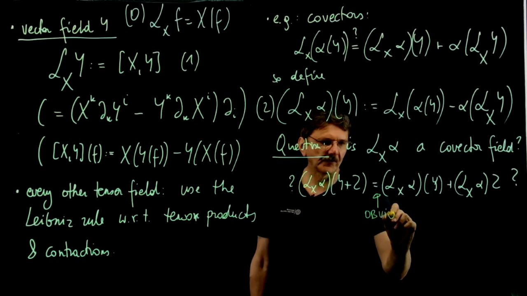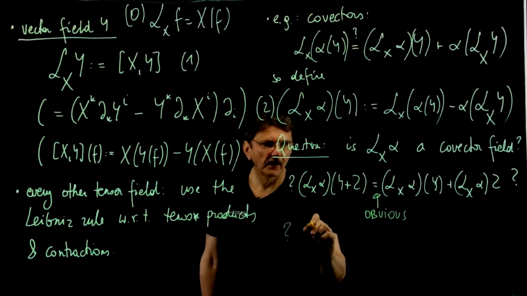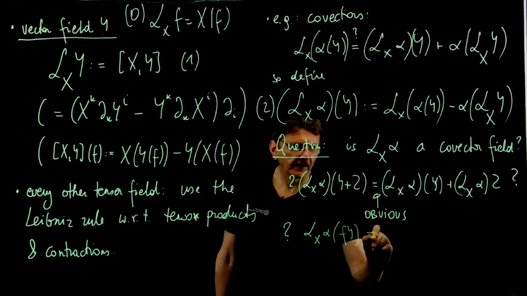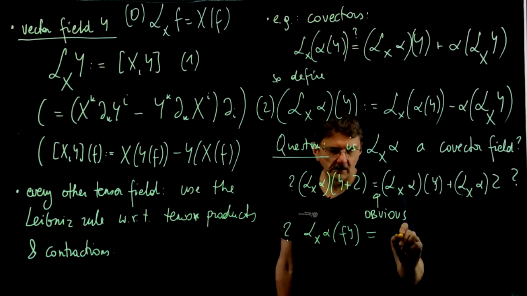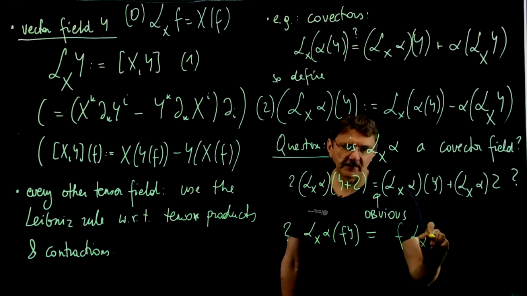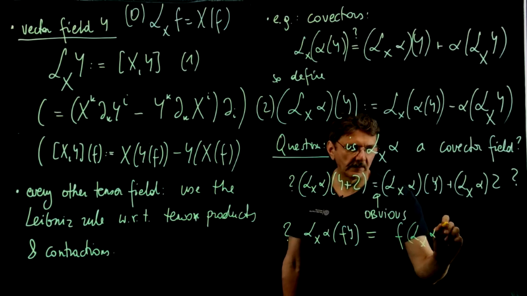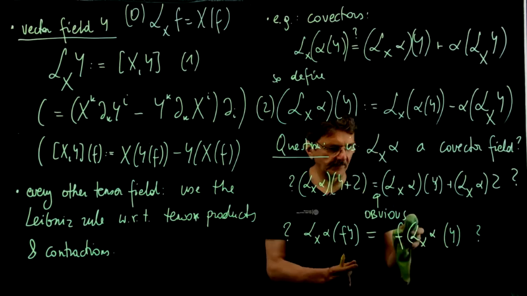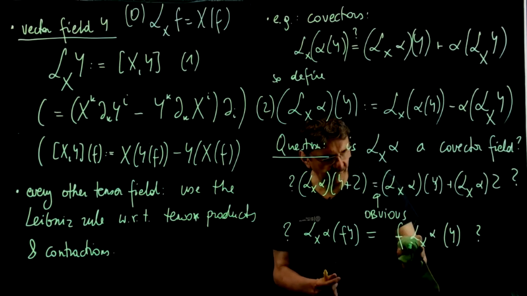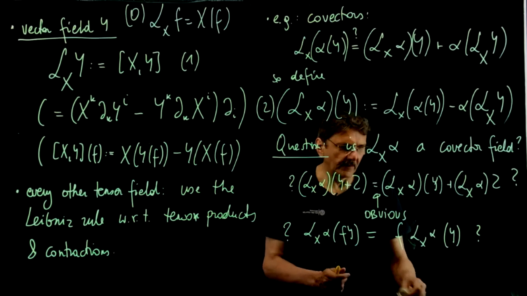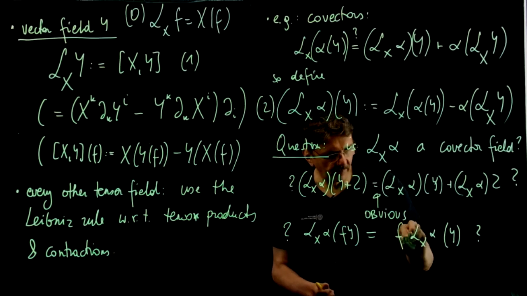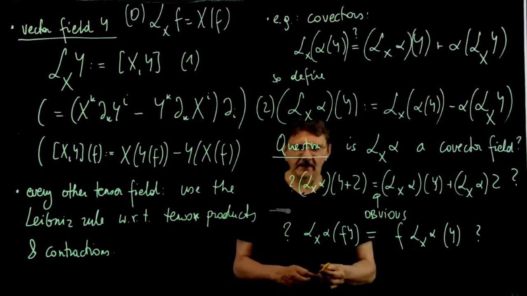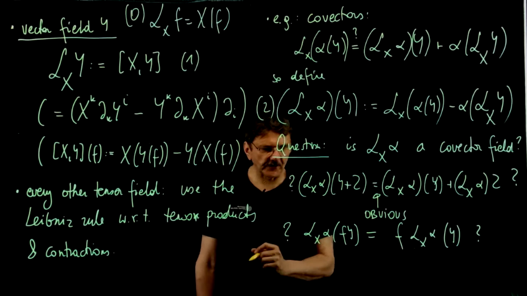But what is less obvious is whether Lx alpha of Fy is equal to F Lx alpha of Y. So this one is true, but needs checking. Both need checking, but the previous one is kind of obvious. So let's try to do this, right? So check.